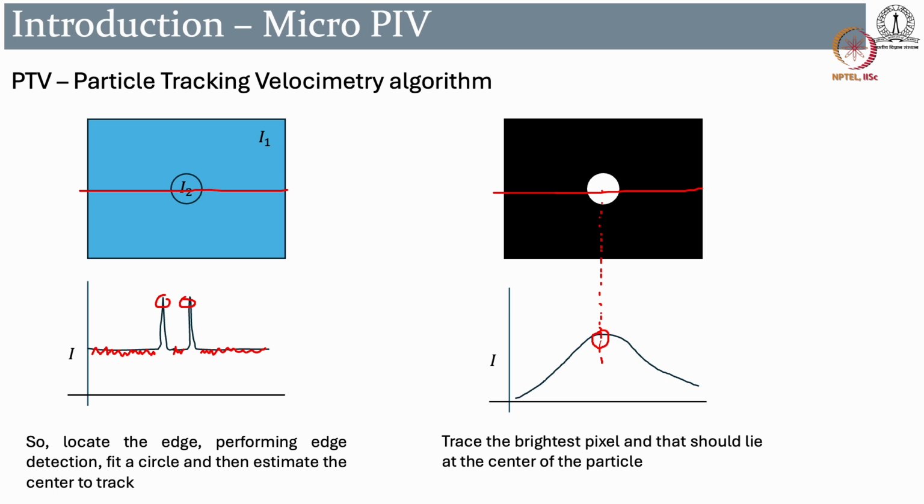So these are the techniques, and there are other techniques like the centroid method, the intensity weighted centroid, the area weighted centroid, and those kinds of things, which you can use to track particles in PTV.